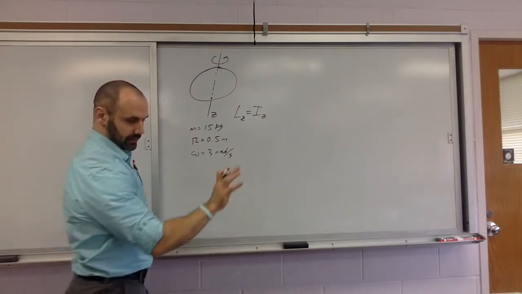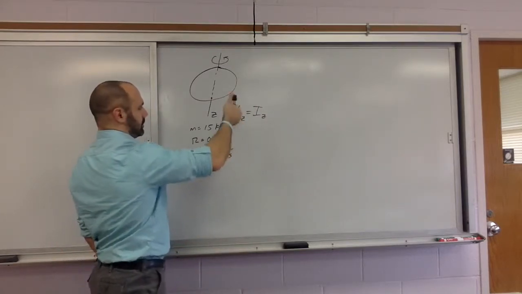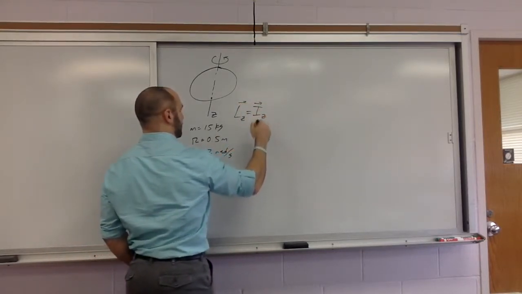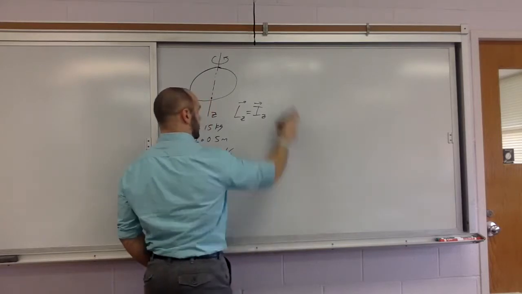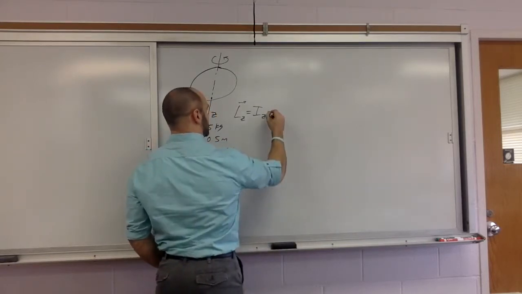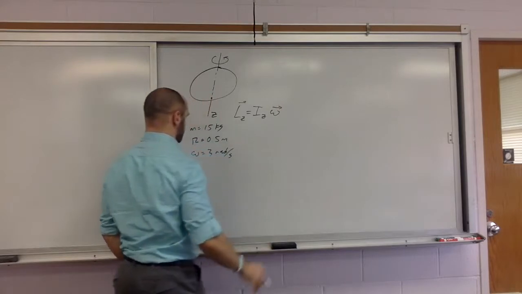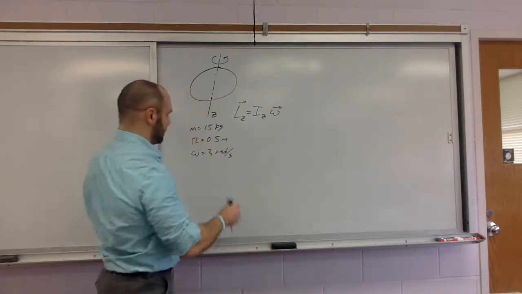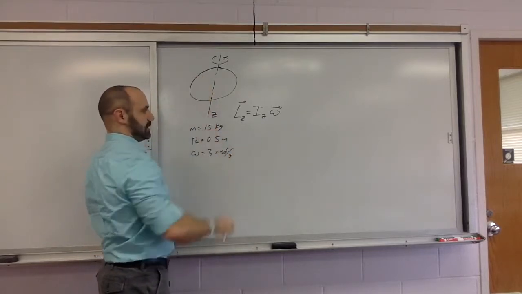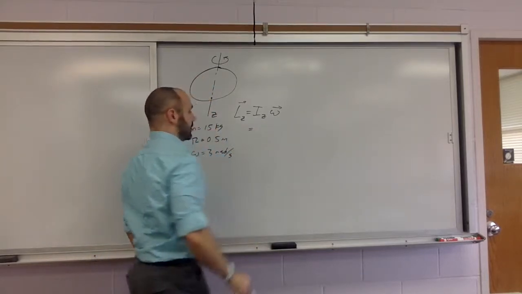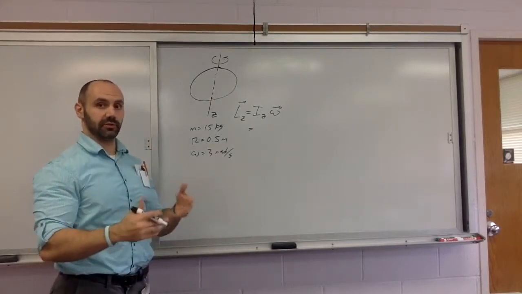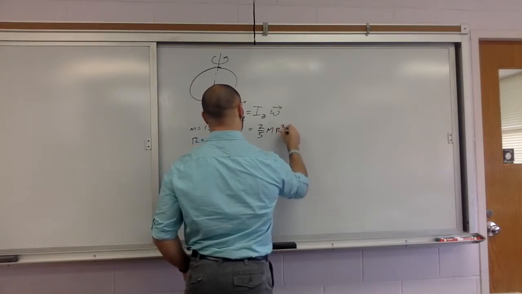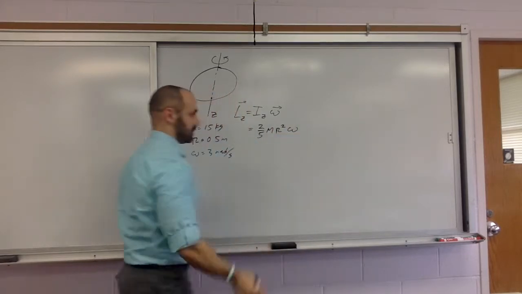And since we know that it's rotating this way, we can find the direction, so we can do these as vectors. I is not a vector, but omega is. Right, it's 3 radians per second around this way, so it's positive in the positive z direction. So I, again, what is this? This is a solid sphere, so it's 2/5 mr squared. And then we'll multiply that by omega.